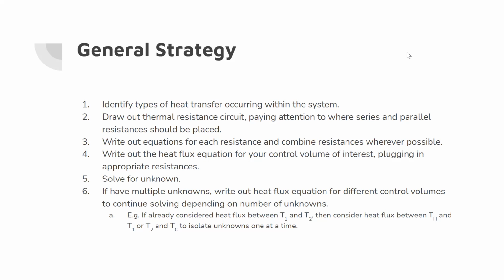And then one key thing to know is if you have multiple unknowns, then you might need to write out more heat flux equations for different control volumes to continue solving, depending on the number of unknowns that you have in the problem. So, for example, if you've already considered heat flux between T1 and T2, then you can consider heat flux between TH and T1 or T2 and TC to isolate unknowns one at a time. And we'll also see this in our example problem later on in the video.